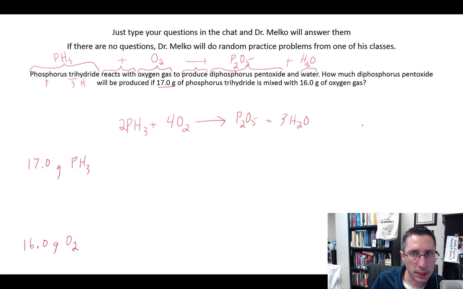What do we ask for? How much diphosphorus pentoxide will be produced? So I know in each case I'm trying to get to grams of diphosphorus pentoxide, P2O5. Okay, and now the roadmap's clearly laid out here. I know what I'm starting with and what I'm going to, and it's now a matter of filling in the molar masses and molar ratios. So go ahead and set that up and do that at this time.